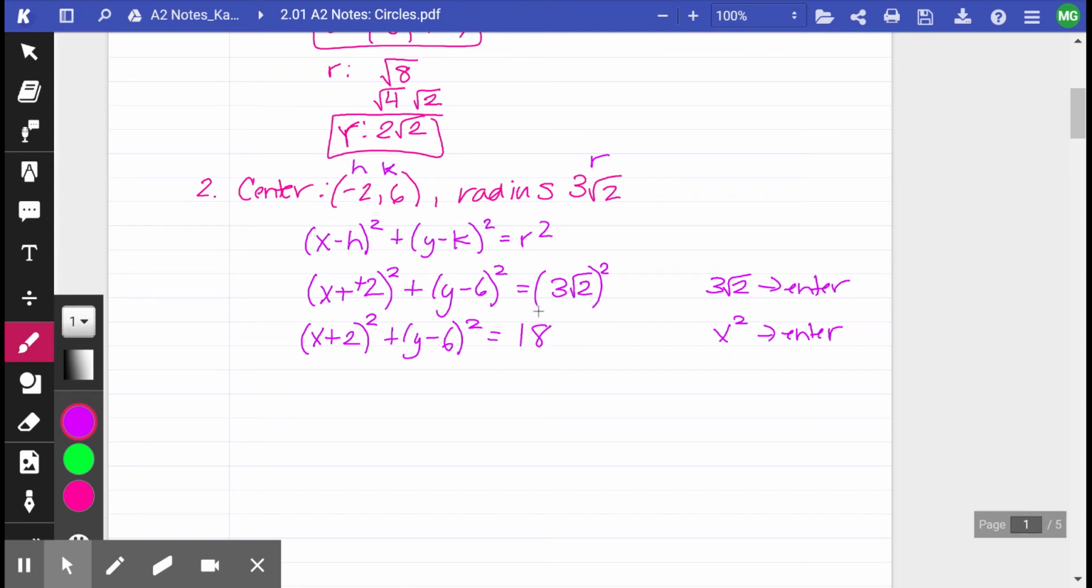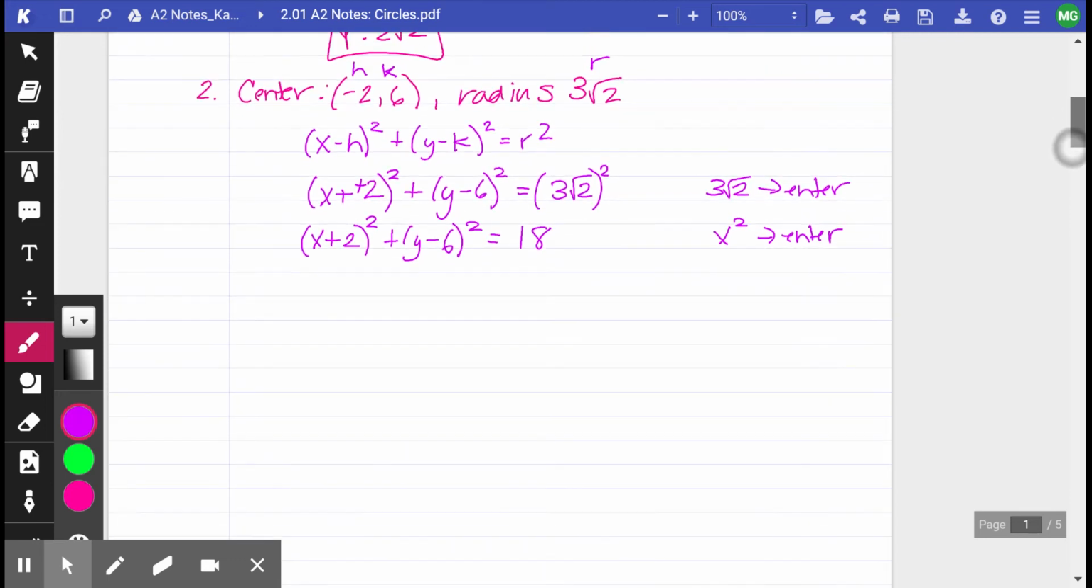Please make sure you practice that in your calculator right now. So pause it and make sure you get 18 when you square 3 rad 2. If you don't practice these things now, you're going to make the mistake when you do it on a test or a quiz. And that's your final answer for that one.